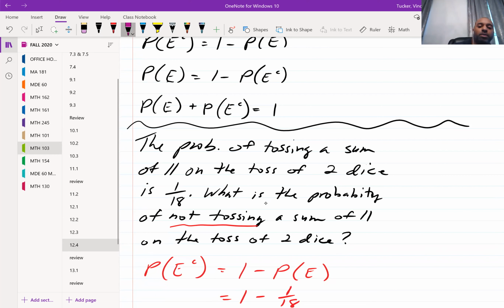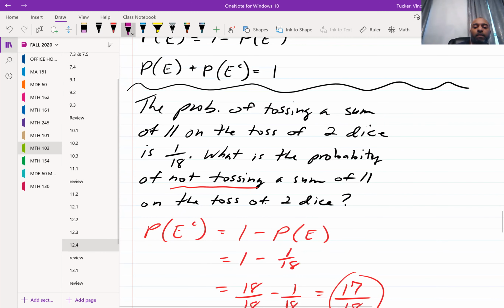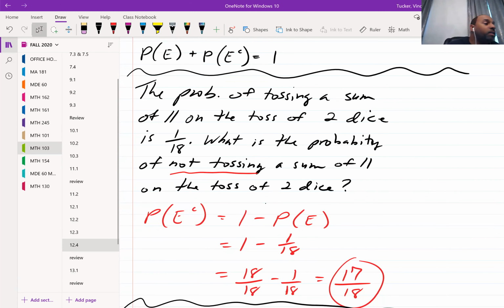So that leans on the fact that 1 minus the probability of your event is the complement, or the opposite. So that's 1 minus 1 over 18. Don't forget your fraction rules. If you're trying to subtract fractions, you have to have a common denominator. 1 would turn into that denominator over itself, so that's why it turns into 18 over 18. And 18 minus 1 is 17 over 18. So that would be the probability of not tossing the sum of 11.